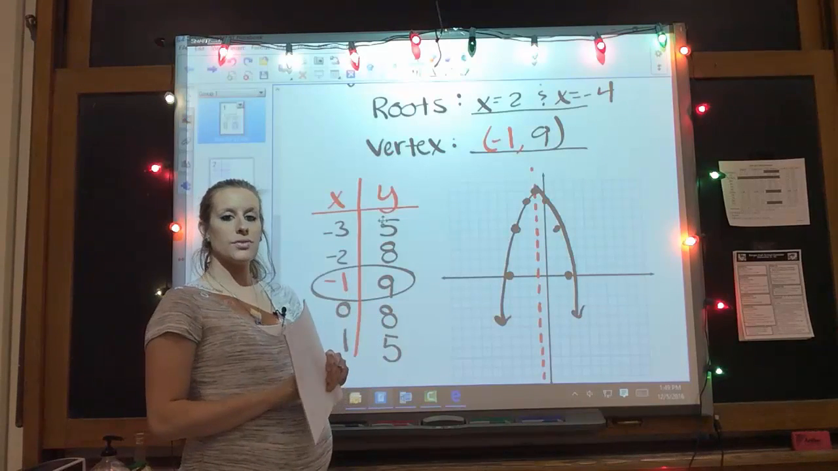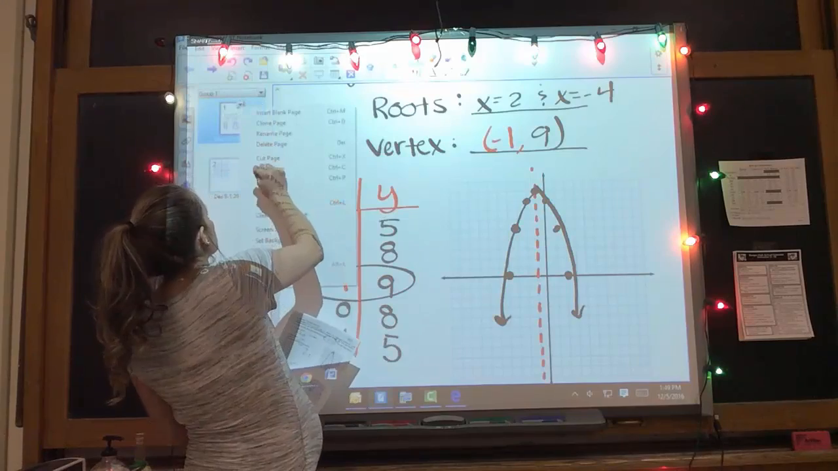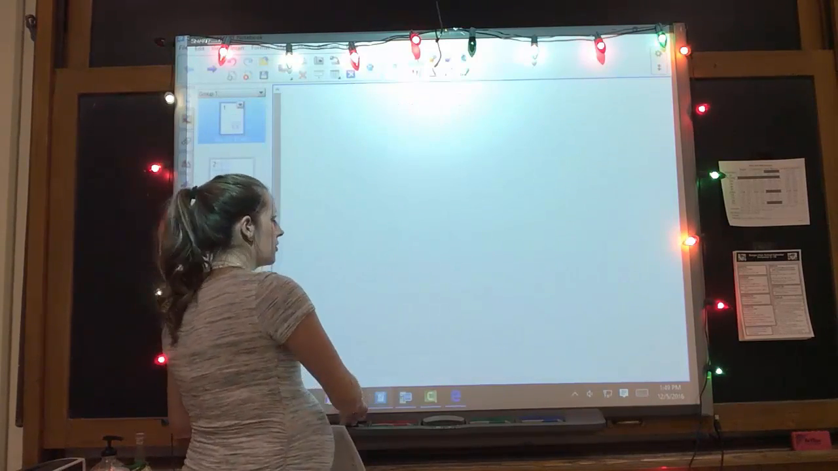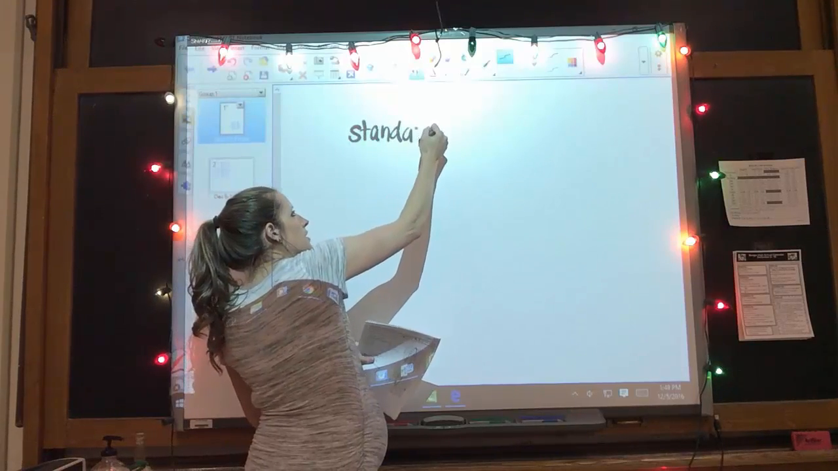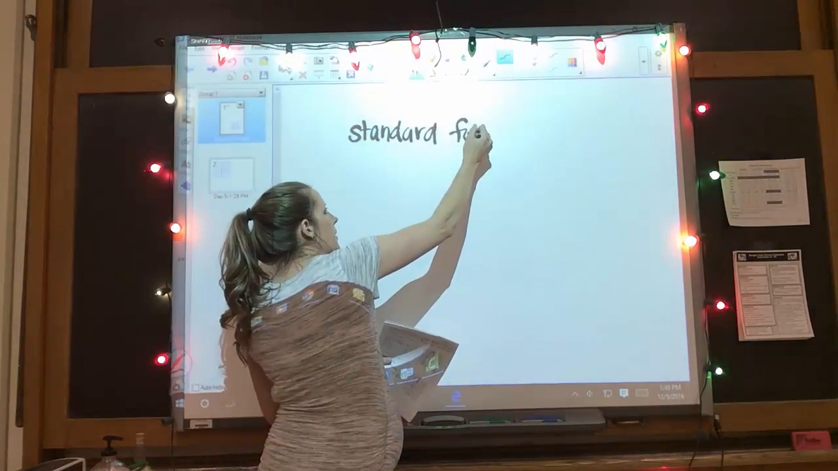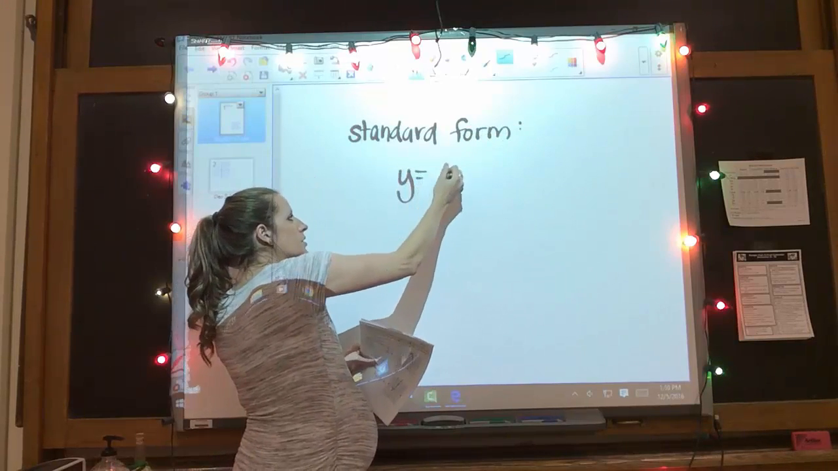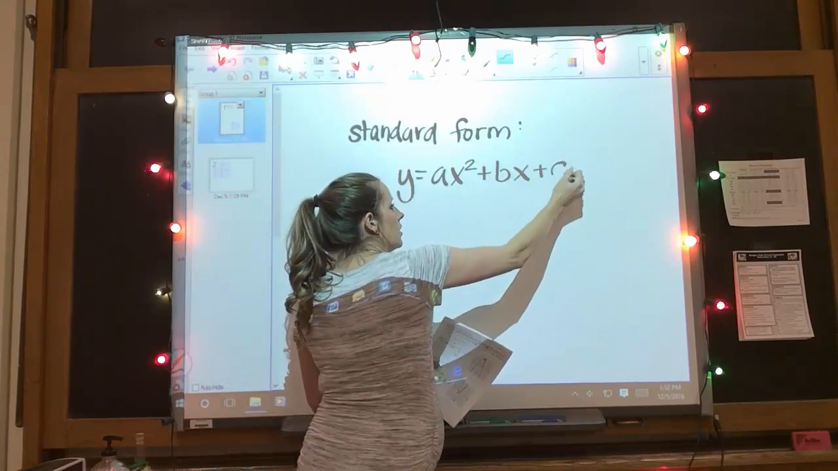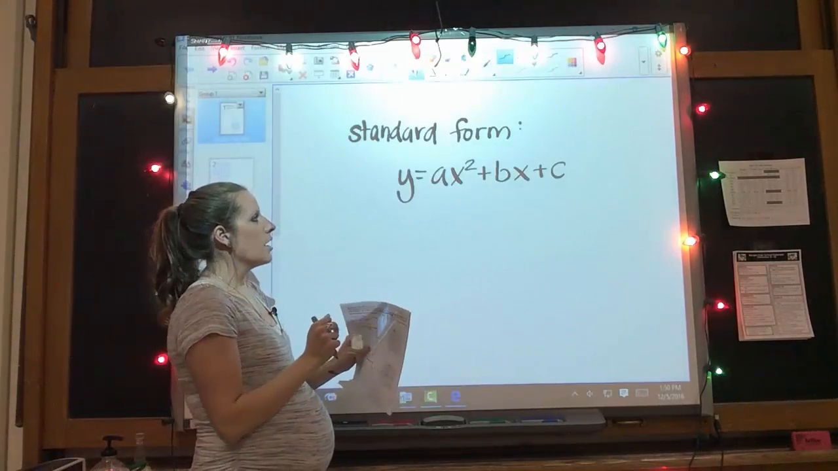Okay, last form is standard form. So if you go to the next page, we're going to learn standard form. A lot of your equations will probably be in standard form. And it looks like this. Y equals ax squared plus bx plus c. And that's on the top of that page in the notes.